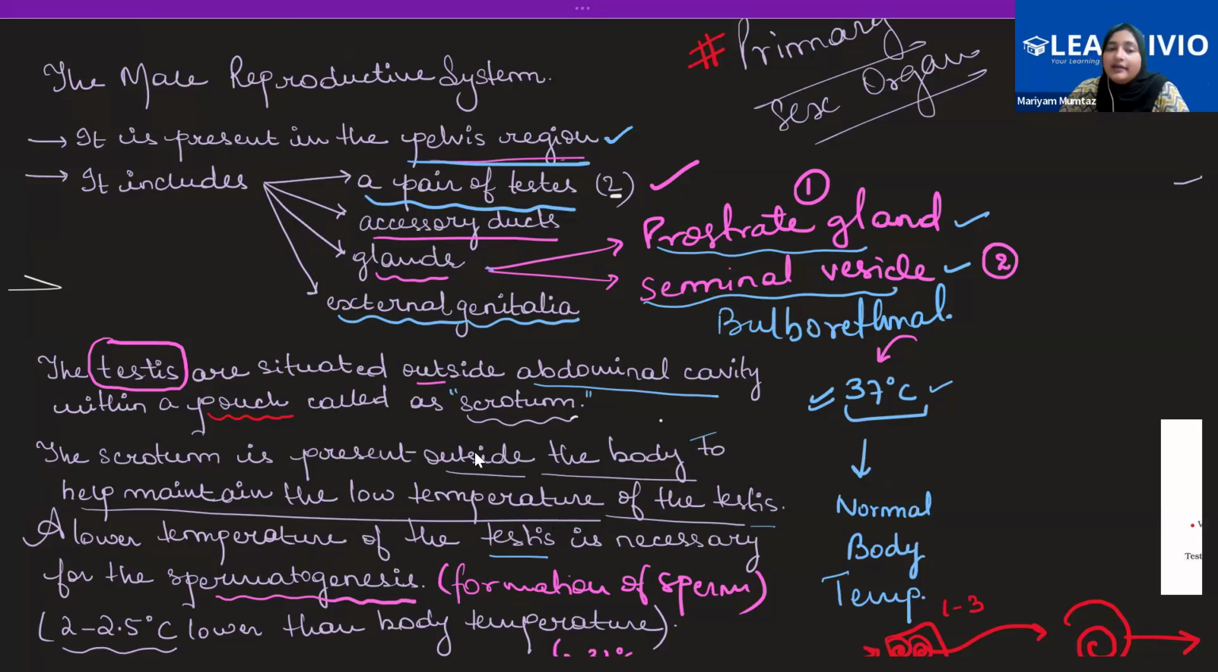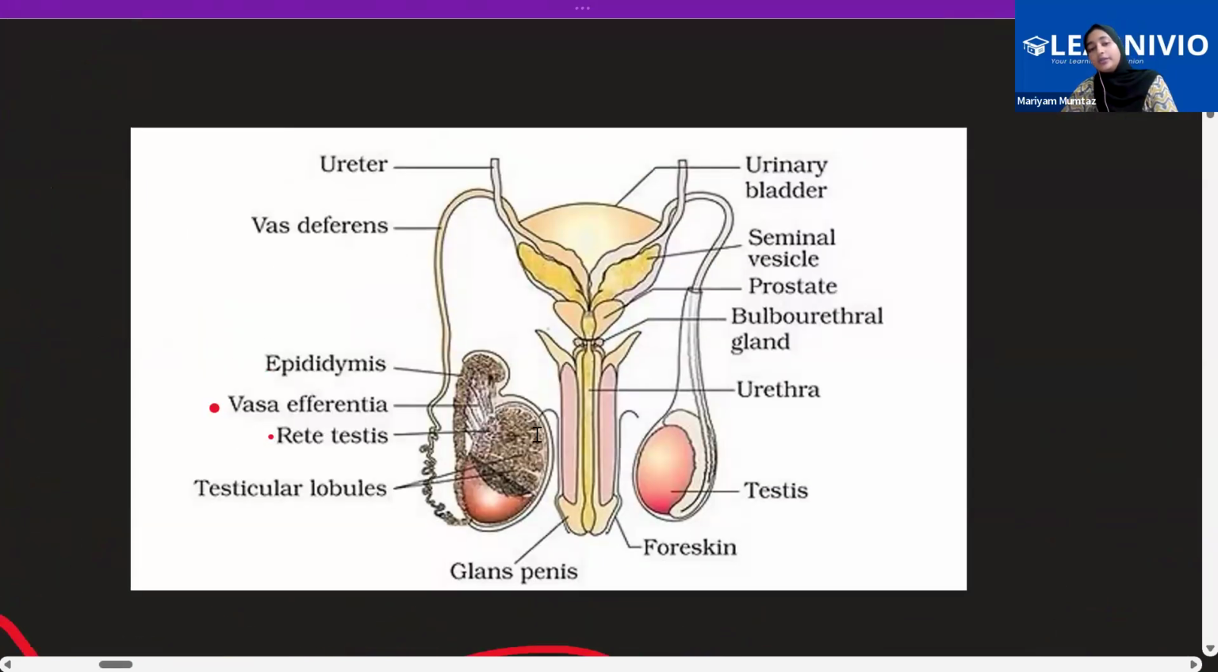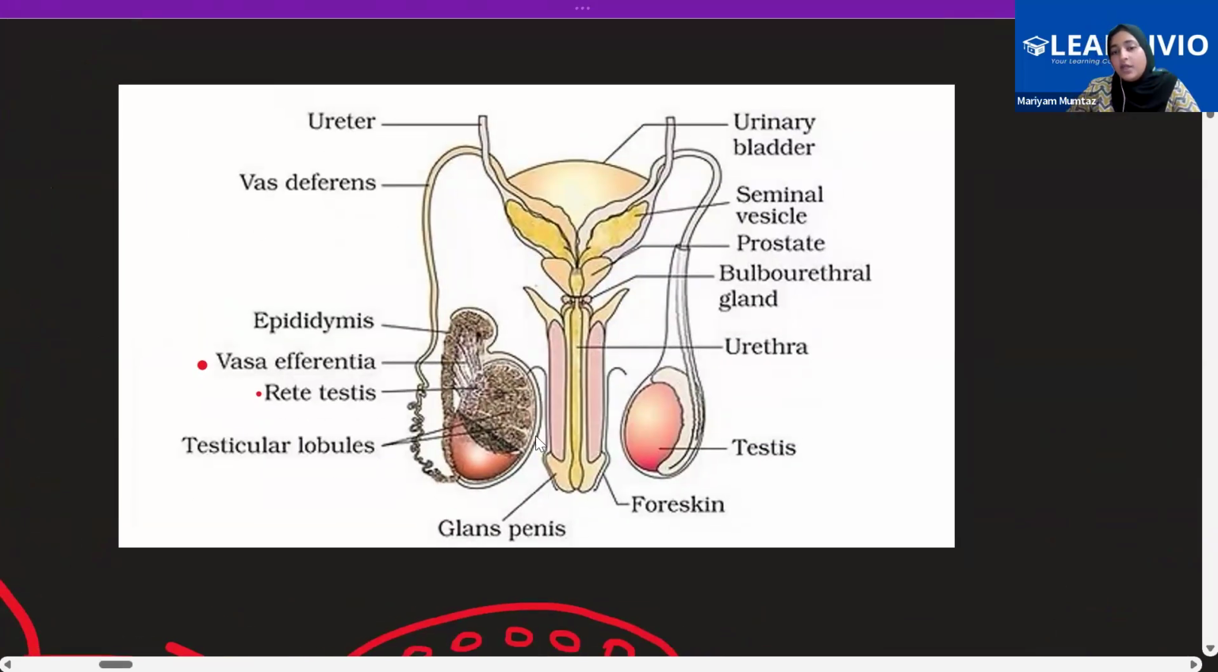Then in the male reproductive system, accessory ducts are present, which are basically responsible for the transferring of gametes. Then there are glands that are associated with reproduction. And lastly, the external genitalia. Now, talking about the testes being the primary sex organ, see, this is the picture of the human male reproductive system, wherein this is where the testes are.